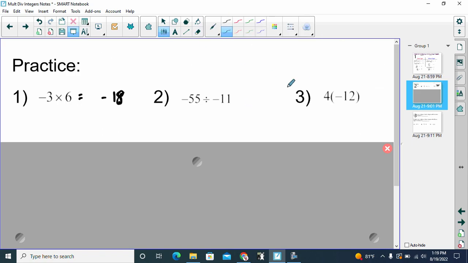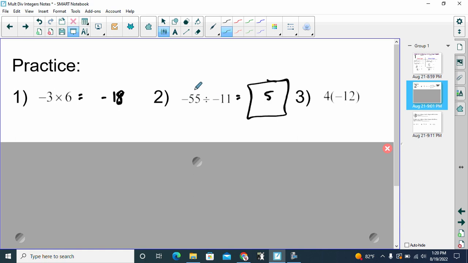Question number 2, -55 divided by -11. So let's just worry about the 55. 55, I'm dividing it into 11 parts. Got 5. 55 divided by 11 is 5. Negative divided by negative, when they're the same sign, I get +5. +5 is correct. Negative divided by negative is positive.